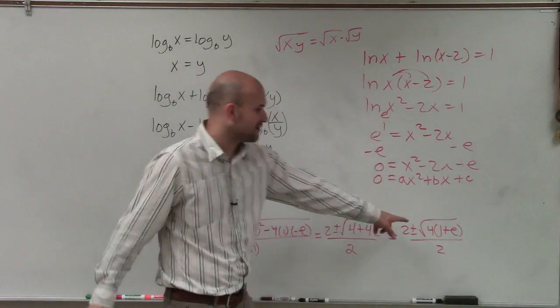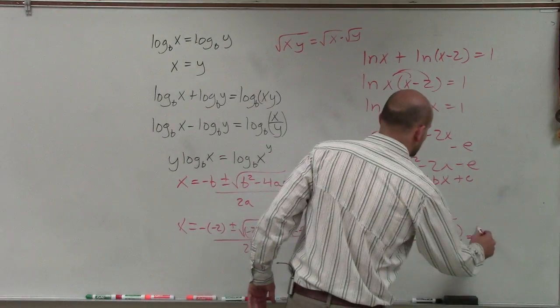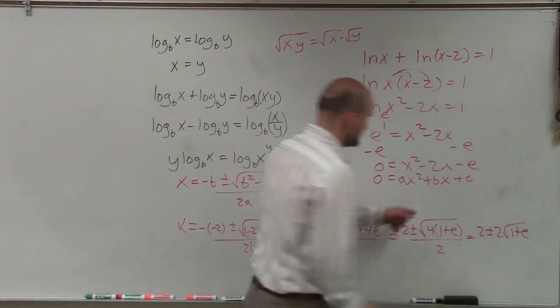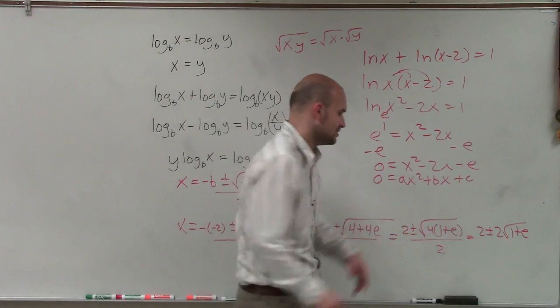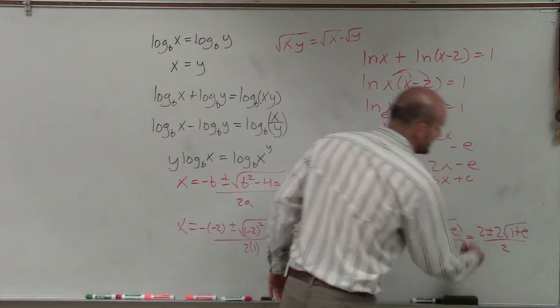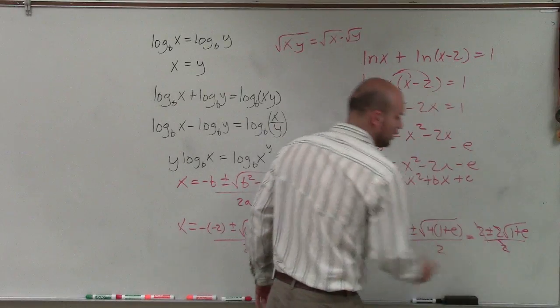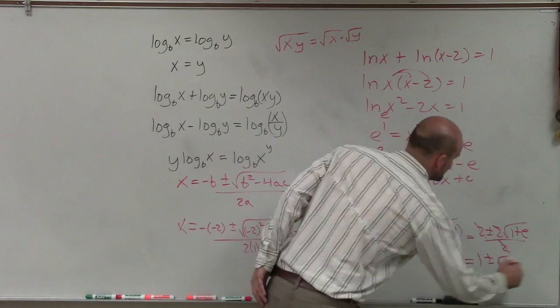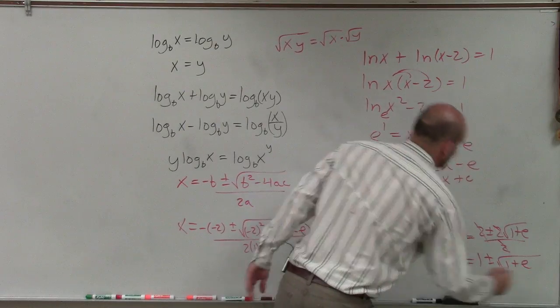So therefore, I can break that up into now equaling 2 plus or minus 2 times the square root of 1 plus e, because the square root of 4 is 2, divided by 2. Well, now you can see that the 2's will all divide out to each other. So my final solution is 1 plus or minus the square root of 1 plus e.